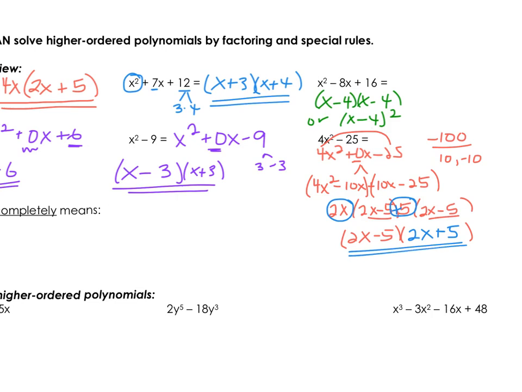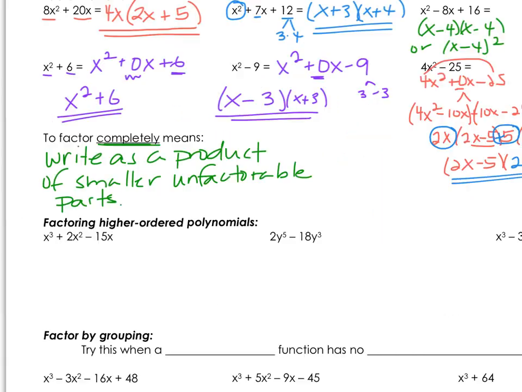This is also an example of a difference of two squares, but putting that 0x term in the middle and applying the a times c rule gets you that same result.